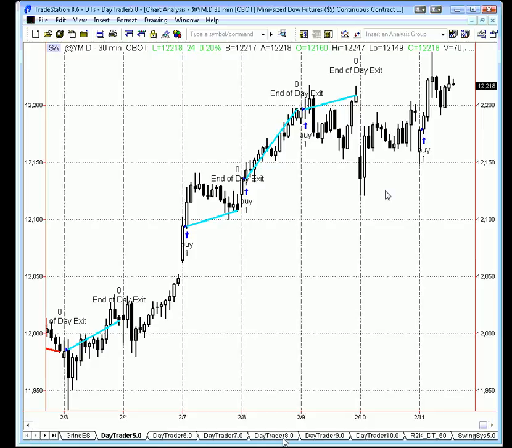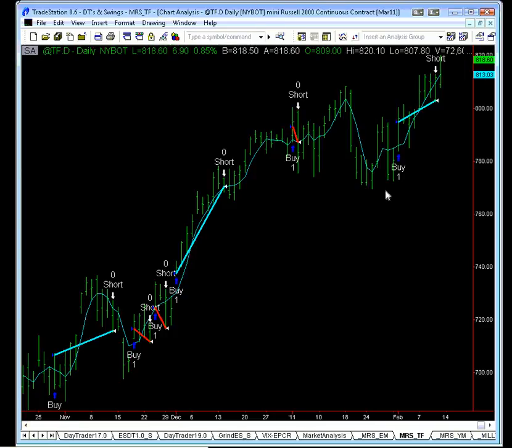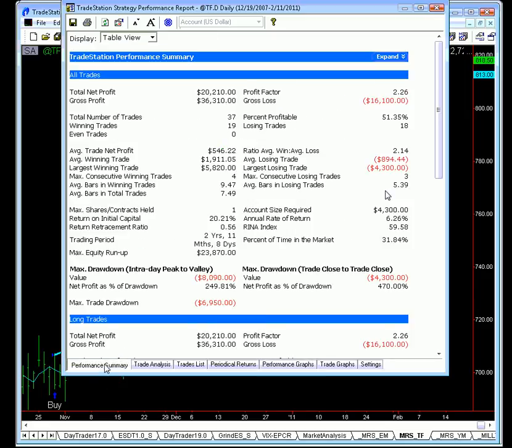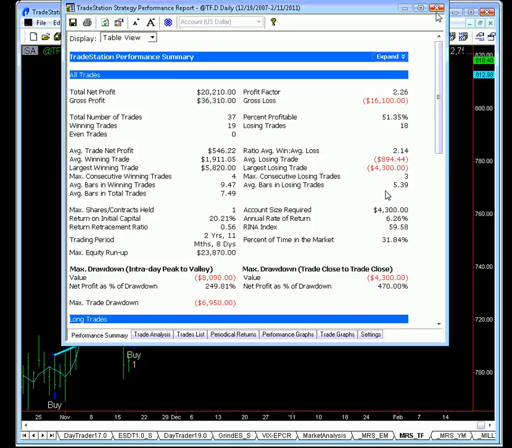But we're actually looking for, we'll go ahead and minimize that. Come up, here we go. So here's the MRSTF. Beautiful system. This is our MRS strategy. Look at that. Beautiful $20,000 in gains, $4,300 drawdown, $546 average trade net profit. And that's over about the last 3 years or so. So very impressive. Profit factor 2.26.